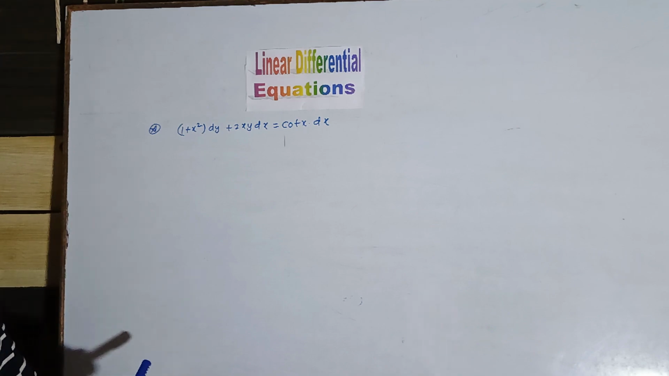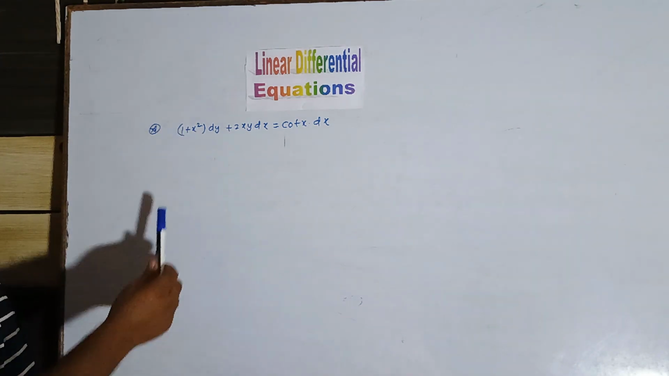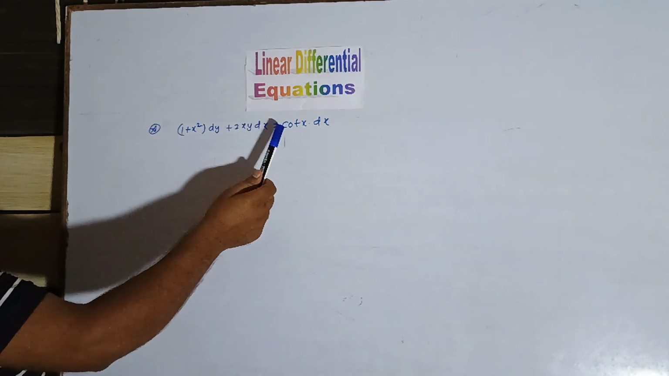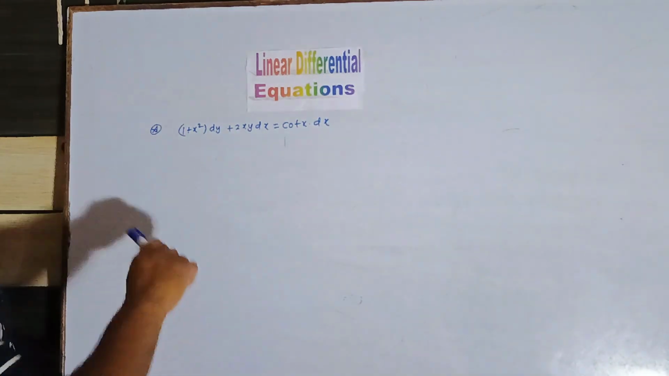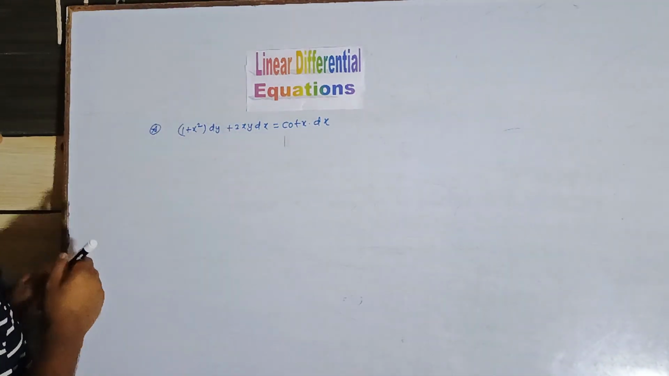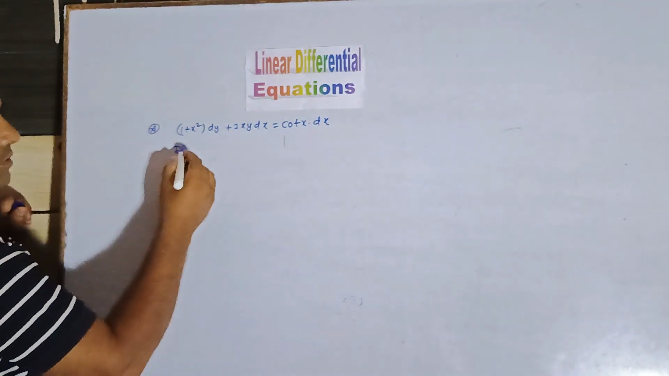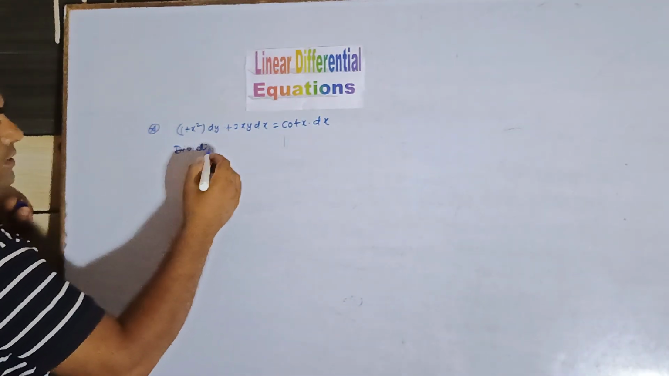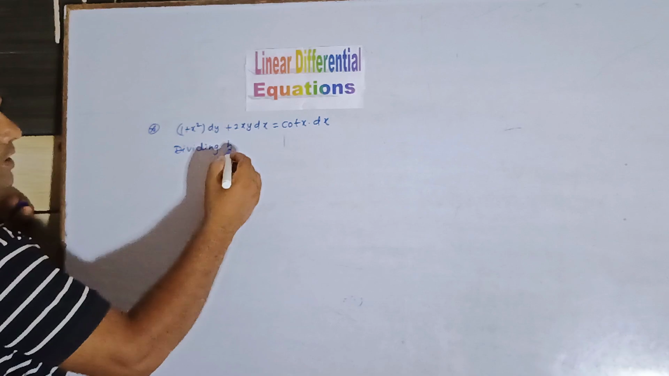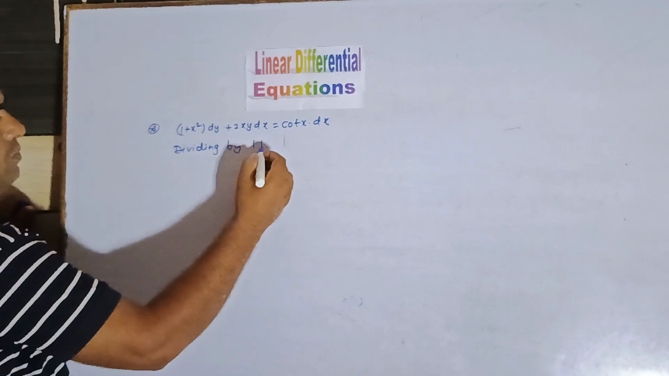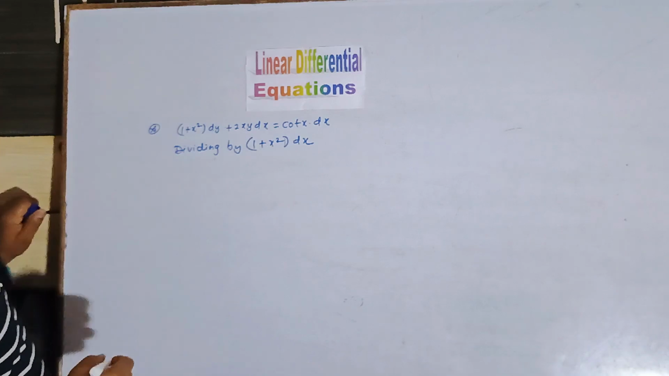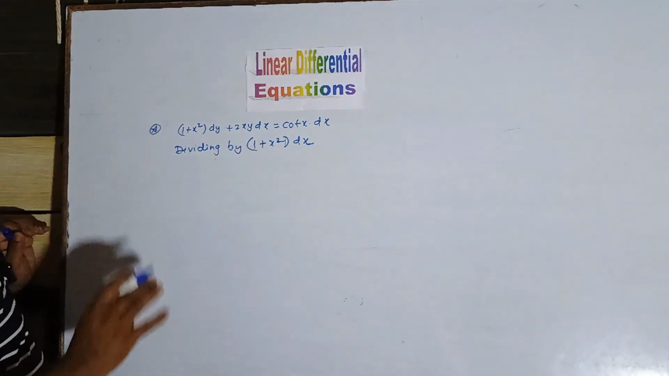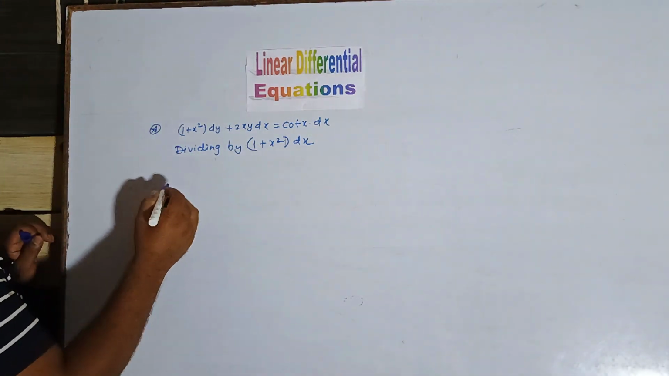Students, our next question is (1 plus x square) dy plus 2xy dx equals cot x dx. We will convert this equation into a linear equation. Dividing by (1 plus x square) dx. In this whole equation, we are dividing by 1 plus x square into dx. What will we get here?